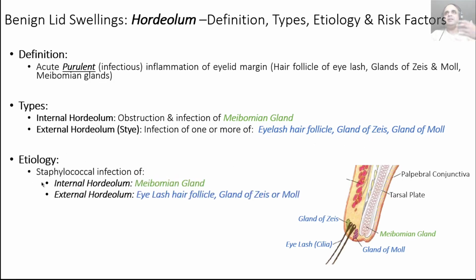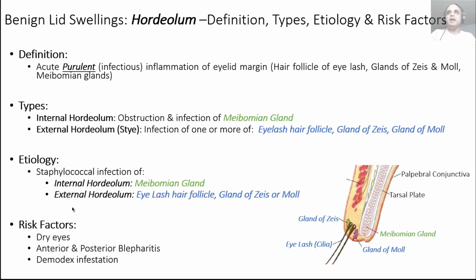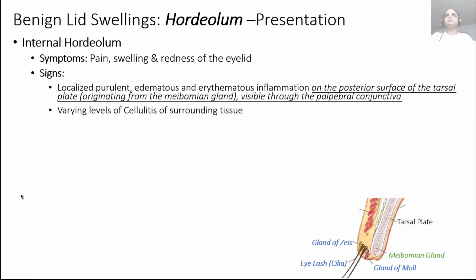The etiology is staphylococcal infection of any one of these structures involved. And the risk factors are dry eyes, again blepharitis, anterior, posterior, or mixed, or Demodex infestation. Demodex infestation is also a risk factor for blepharitis, so you may want to just include it there as well. If it's anterior and posterior, it obviously implies that it's mixed. And we've already talked about anterior and posterior blepharitis and how both chalazion and hordeolum are complications of the disease.